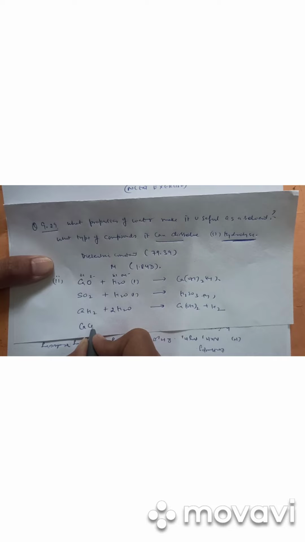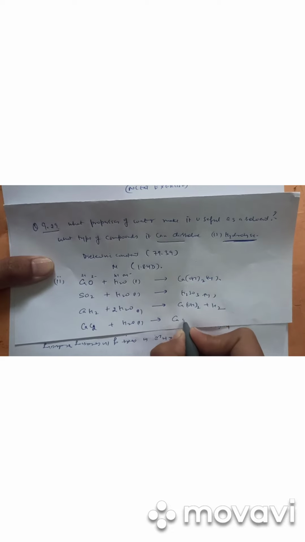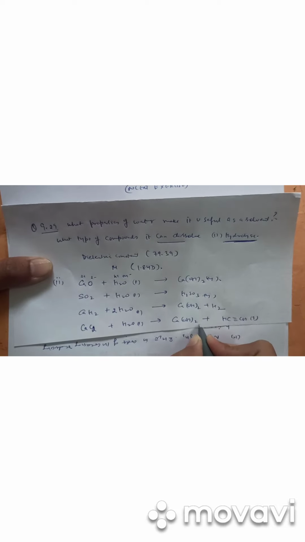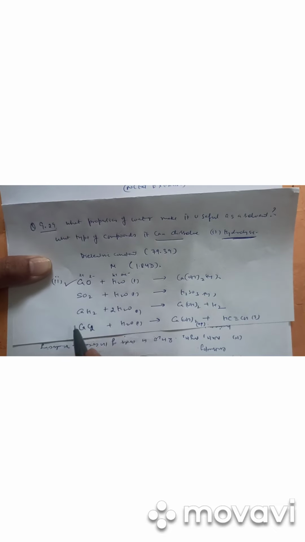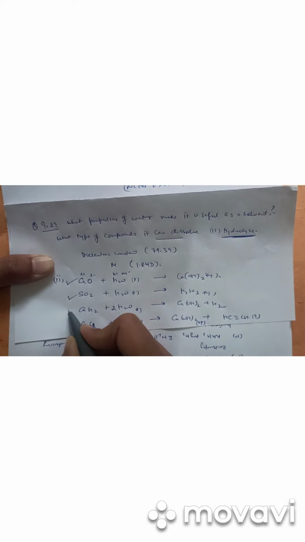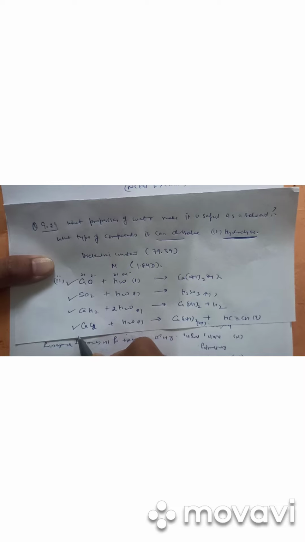Then I was talking of carbides like calcium carbide. It also reacts with water and gets hydrolyzed, forming calcium hydroxide and acetylene gas. So that is why water has a unique ability to react with metals, oxides, non-metal oxides, metal hydrides and metal carbides.